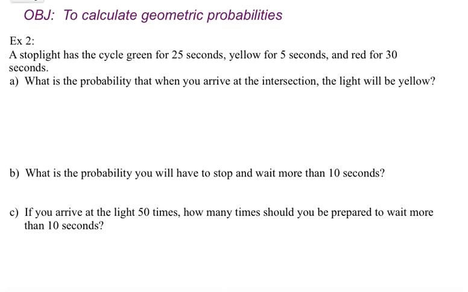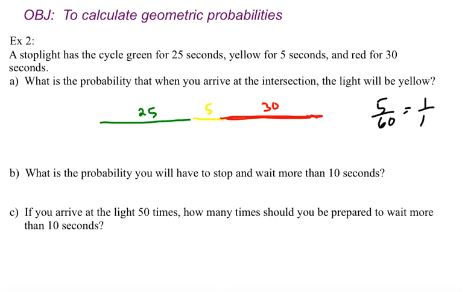Quick little visual of what we got. I had a picture that looked like this: 25 green, 5 yellow, and 30 seconds of red. There's my stoplight, and then it starts all over again. This is just kind of a timeline here that I'm showing. What's the probability when you arrive that it will be yellow? And we should have gotten 5 out of 60, giving me 1/12. How many of you got that right? Excellent. See, I told you you could do this.